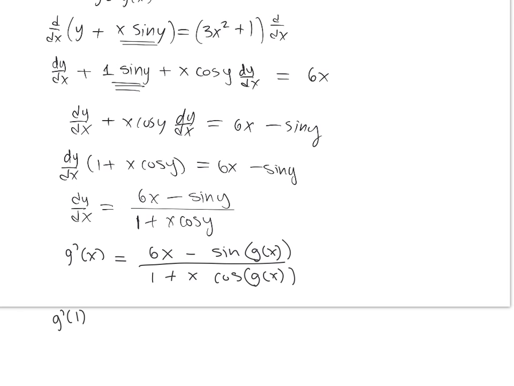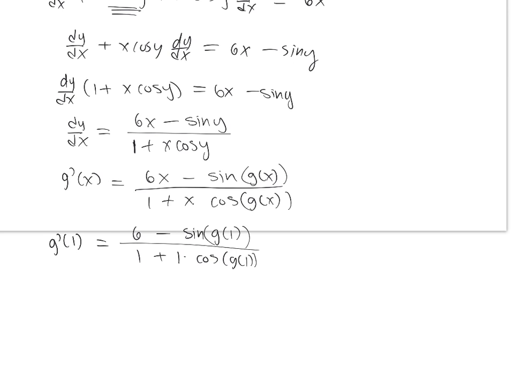Okay, g prime of 1. So plug in 1. You get 6 minus sine of g of 1 over 1 plus 1 times cosine of g of 1. And I believe you were told what some of that stuff is. g of 1 is 0. Yeah, so 6 minus sine of 0 over 1 plus cosine of 0. One of those is not 0. Which one is not 0? The cosine. So that will be 6 over 2, or 3.